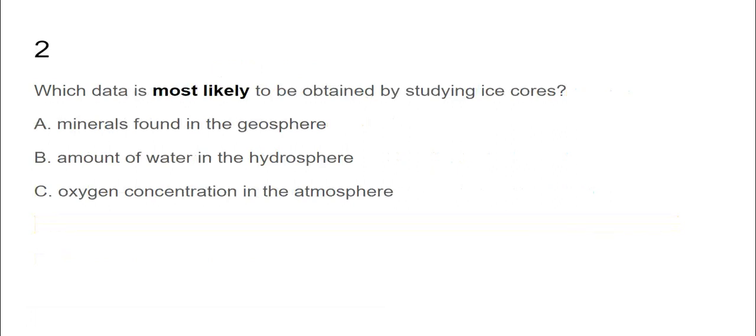Next up, which data is most likely to be obtained by studying ice cores? Ice cores are made of ice. Ice is going to contain the water, but we care about the oxygen isotopes, not the water. It contains air bubbles. It contains volcanic ash. So let's see what we have here. We have minerals in the geosphere. This isn't really true. That's not going to be in ice except for the volcanic ash, and that's really not going to be all the rocks on Earth.